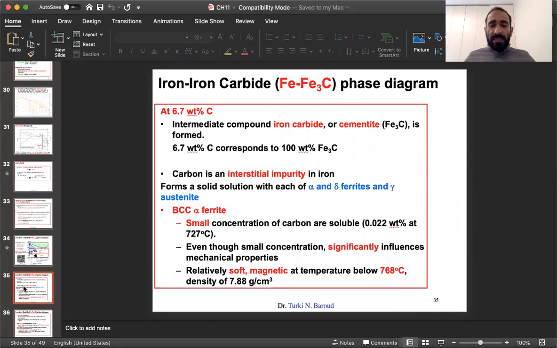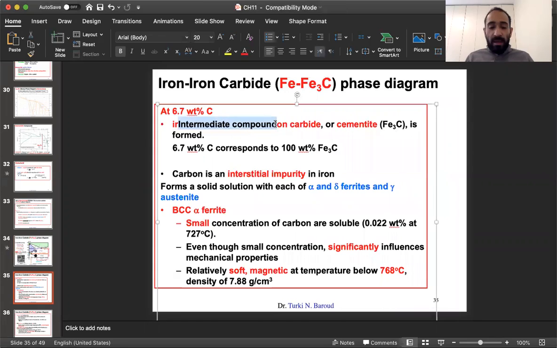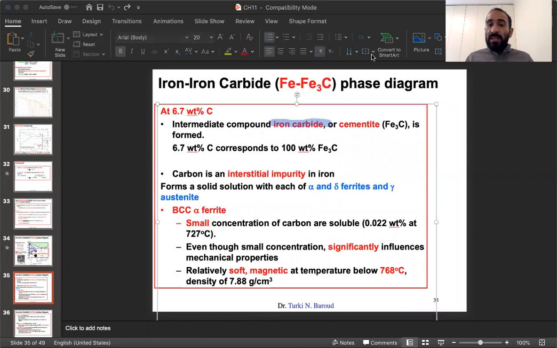Okay, now let's get deeper. At 6.7 weight% carbon, we said we have an intermediate compound. It's called iron carbide, right? Or also we can call it, what? We can call it cementite.